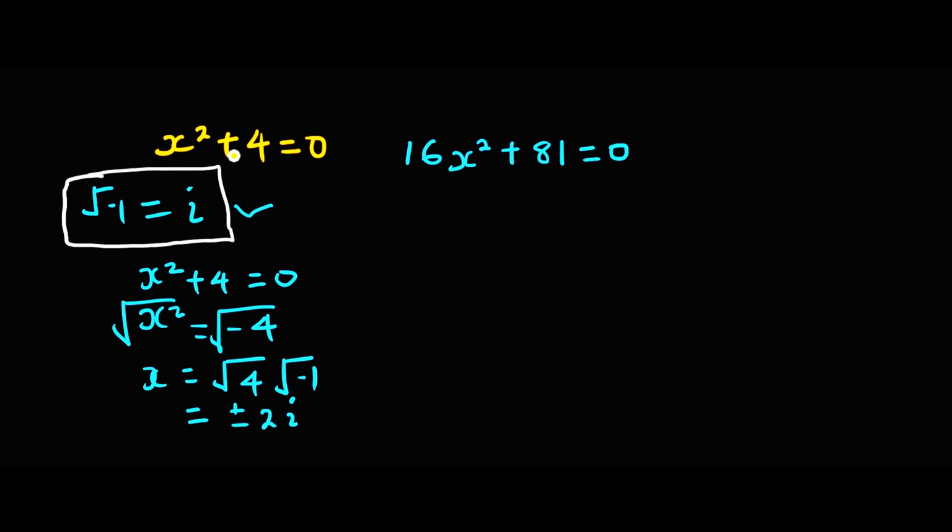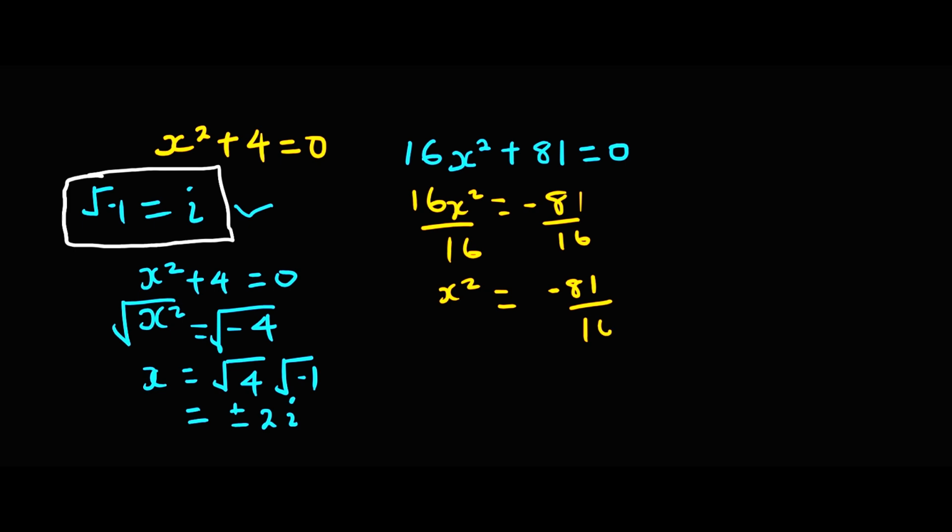So let us look at the equation on the right. We have 16x squared plus 81 is equal to 0. Again, we make x the subject of the formula, where we're going to have 16x squared is equal to negative 81. So we divide both sides by 16, so that we have x squared is equal to negative 81 over 16.